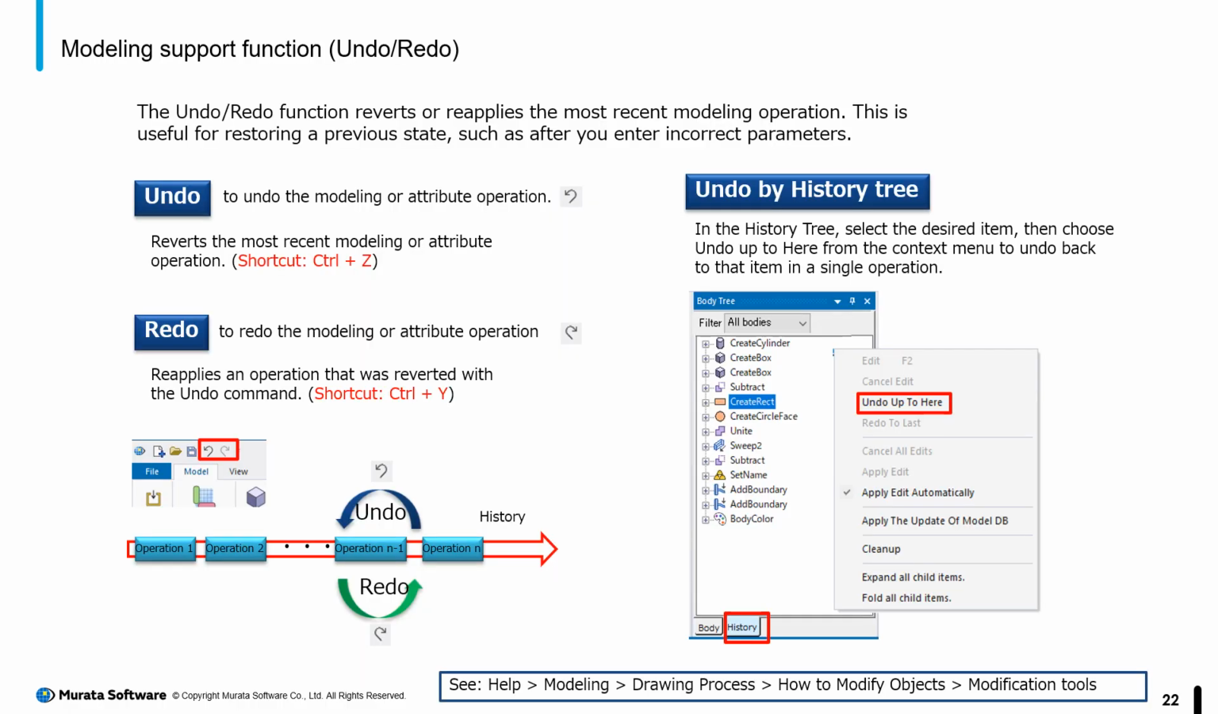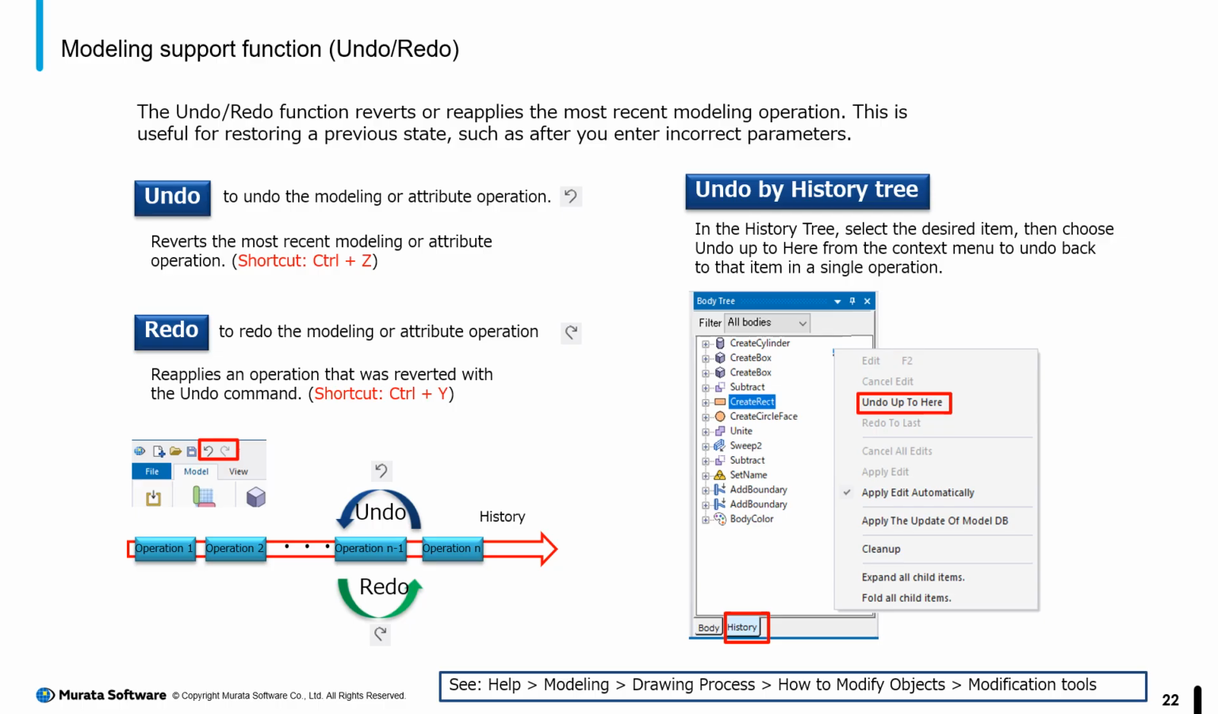First, let's discuss the undo and redo functions. The undo function allows you to cancel the last modeling action, while the redo function lets you reverse that cancellation. These functions are particularly helpful when you want to revert to a previous state due to mistakes in parameter input. As shown in the lower left diagram, undo and redo operate in opposite directions.